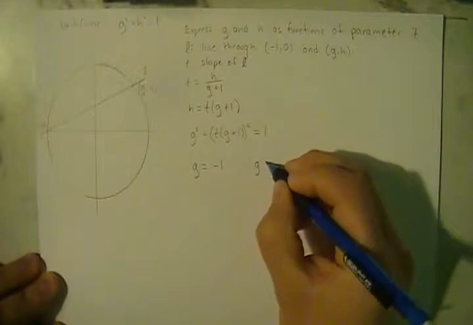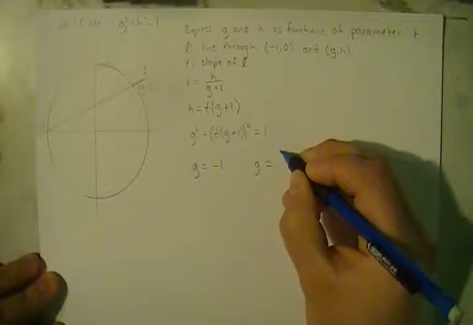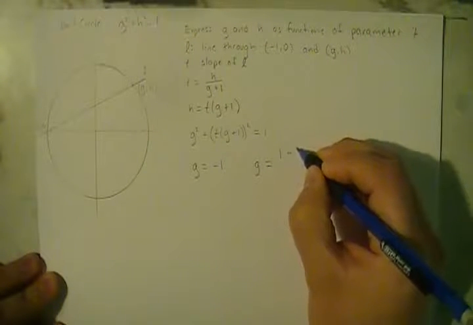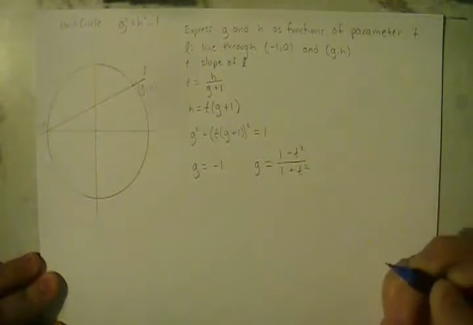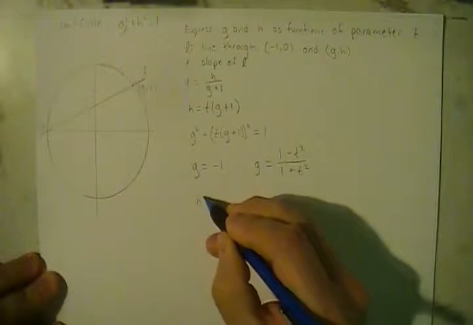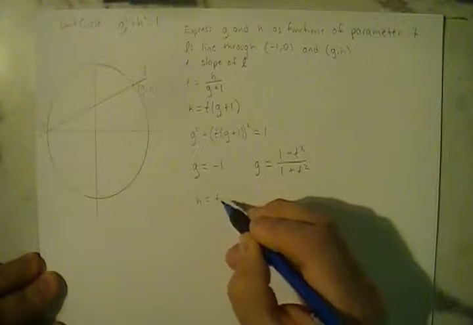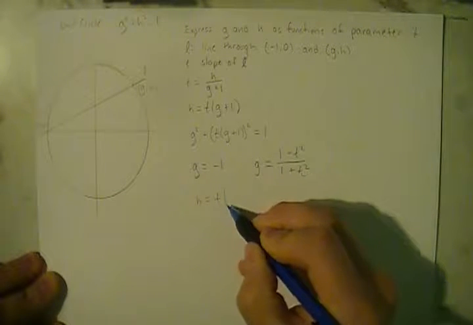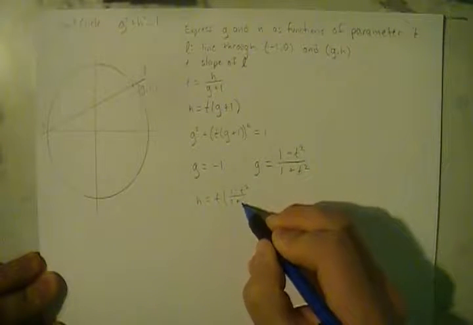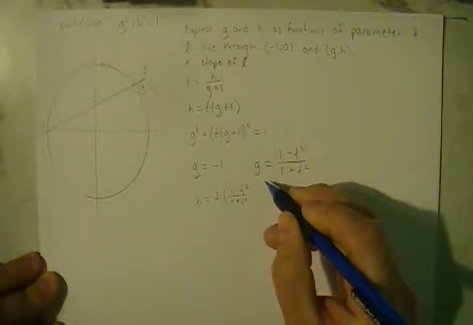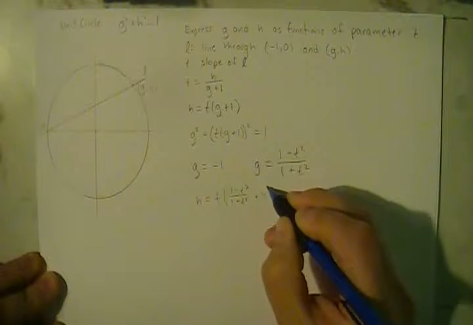And we also have g is equal to 1 minus t squared divided by 1 plus t squared. And then I can plug that into my h equation here. T times 1 minus t squared divided by 1 plus t squared plus 1.